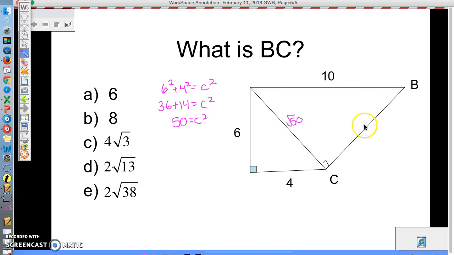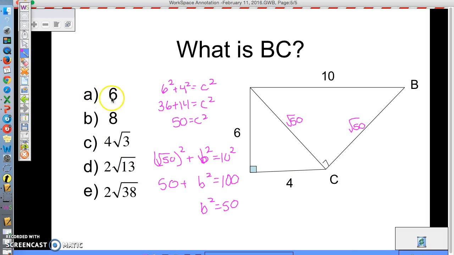Then we have to find this other side. So Pythagorean theorem again, the square root of 50 squared plus b squared equals 10 squared. So you got 50 plus b squared equals 100. So b squared equals 50. So this side is the square root of 50 as well. And now we have to match it up with one of these. Well, I know it's not 6 and 8. And let's see.